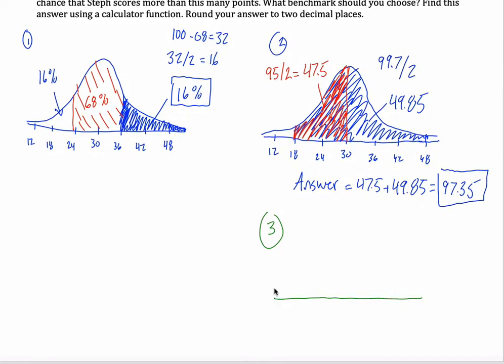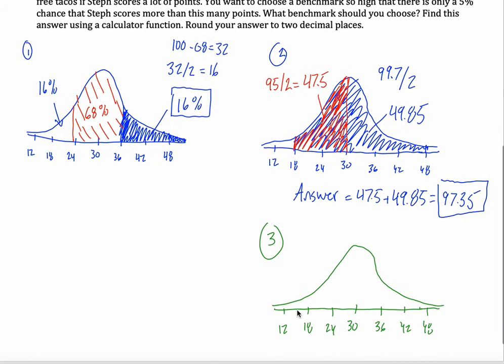So maybe I can draw that picture again. I'm sorry, you got to keep drawing these pictures. I know it's a little bit annoying at times. Throw the 30 in the middle and count up and down by 6s. And you could argue that the counting up and down by 6s isn't all that necessary when you're using calculator functions like we are here. But I think it says to do it in the instructions, so I'll do it.